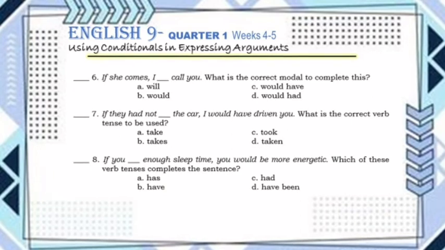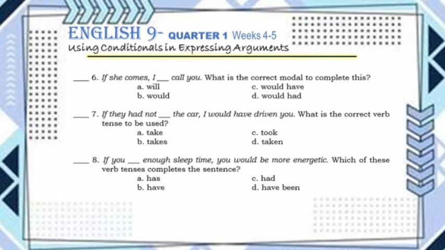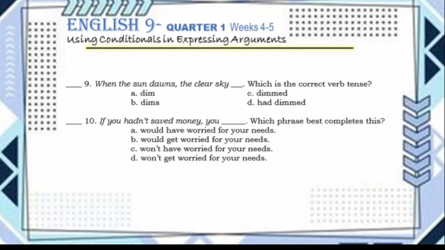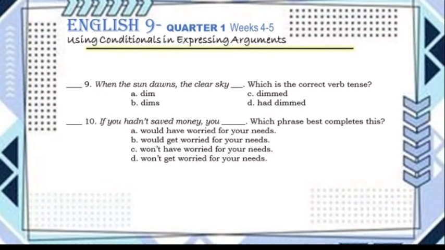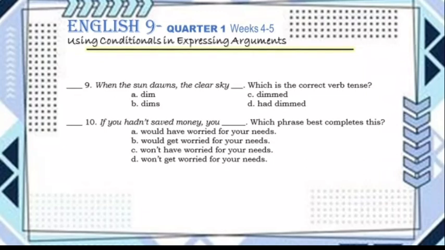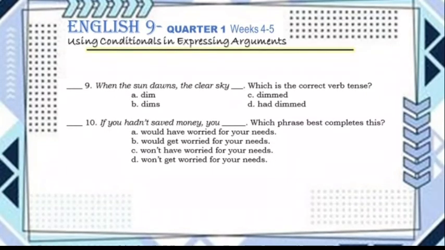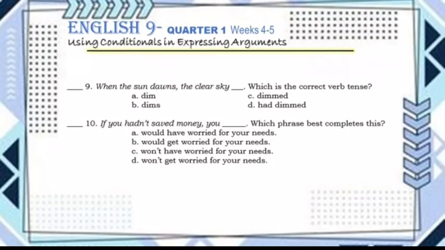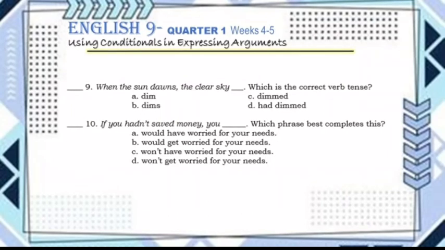Number 8. If you blank enough sleep time, you would be more energetic. Which of the verb tenses complete the sentence? A. Has, B. Have, C. Had, D. Have been. Number 9. When the sun dawns, the clear sky blank. Which is the correct verb tense? A. Dim, B. Dims, C. Dimmed, D. Had dimmed.